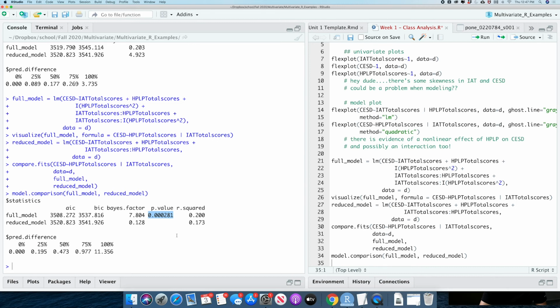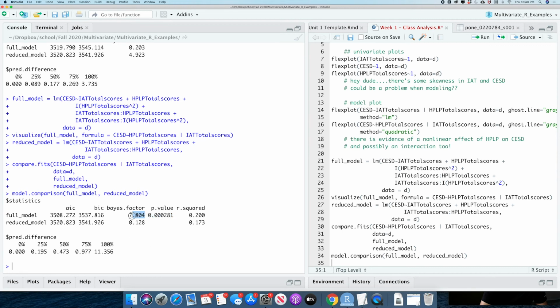Y'all know how I feel about p-values. I don't like them. But what this means is that if we use an arbitrary cutoff of 0.05, then yes, there is a detectable difference in fit between the full model and the reduced model. Interesting. So when that happens, if there is a difference, then basically it's saying that one of these fits better, and we know that the full model is always going to fit better because it has more parameters. And so the p-value says we ought to go with the full model.